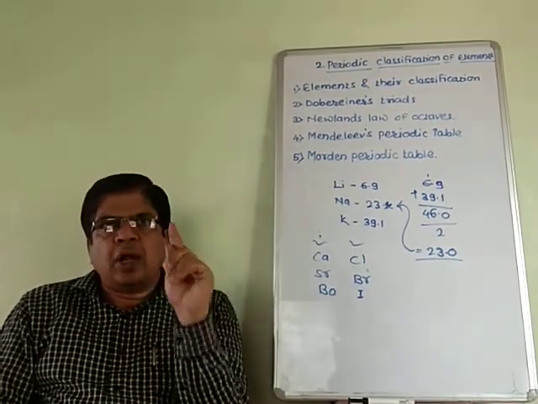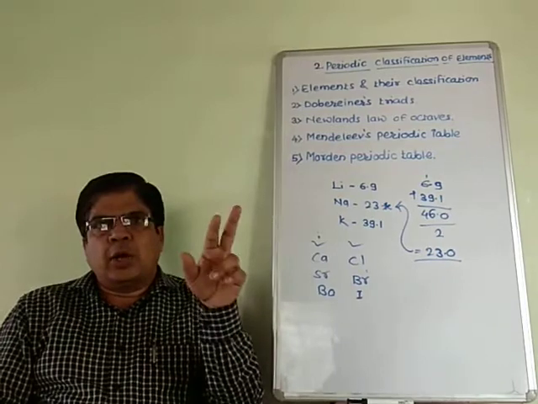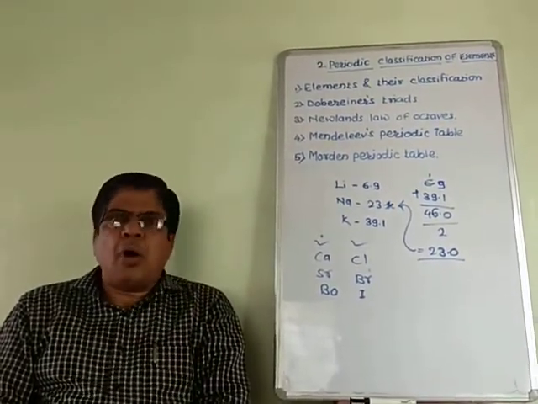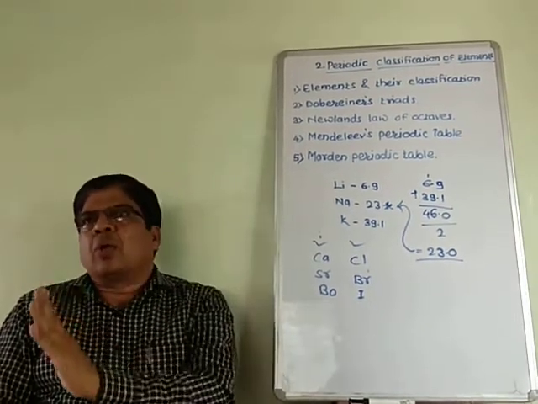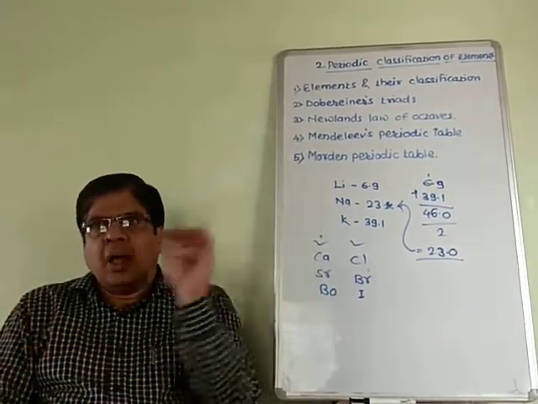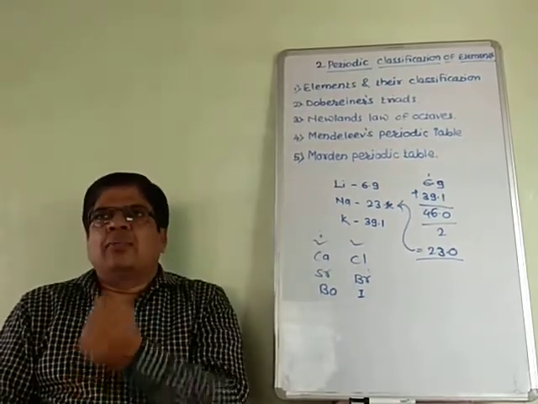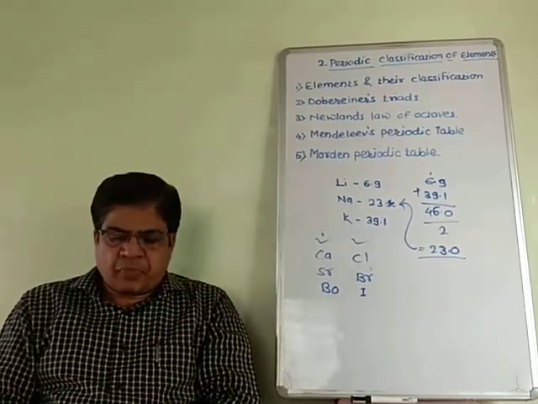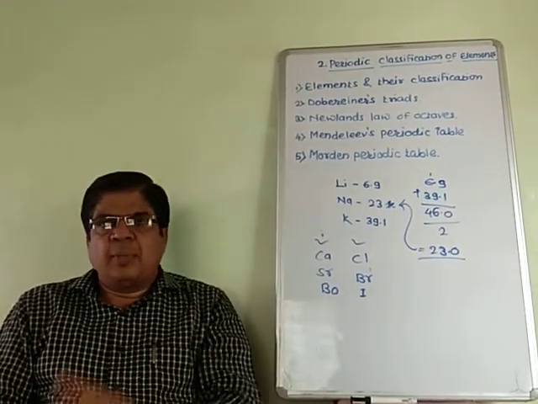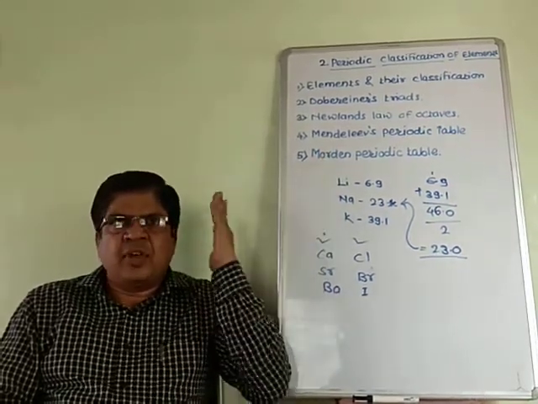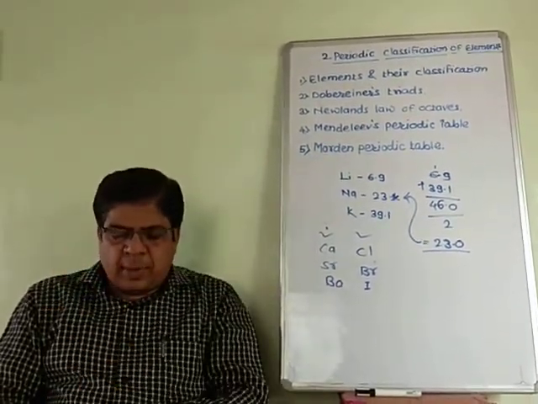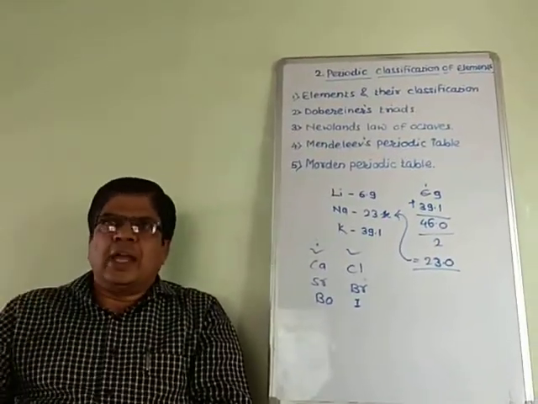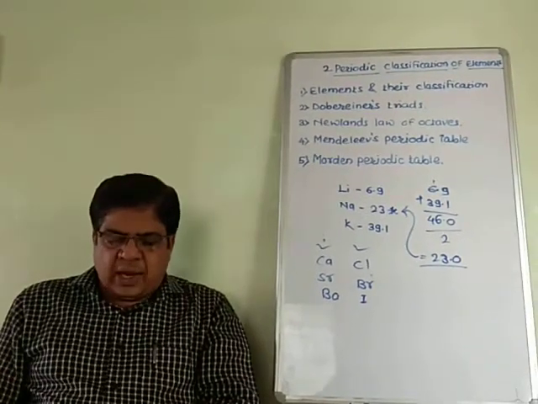Groups 1 and 2 form the S block. Group number 13 to group 18 form P block elements, meaning the elements present in column 13 to column 18 are called P block elements. Group number 3 to 12 together form D block elements. So 1 to 2 are S block elements, 3 to 12 are D block elements, and 13 to 18 are called P block elements.